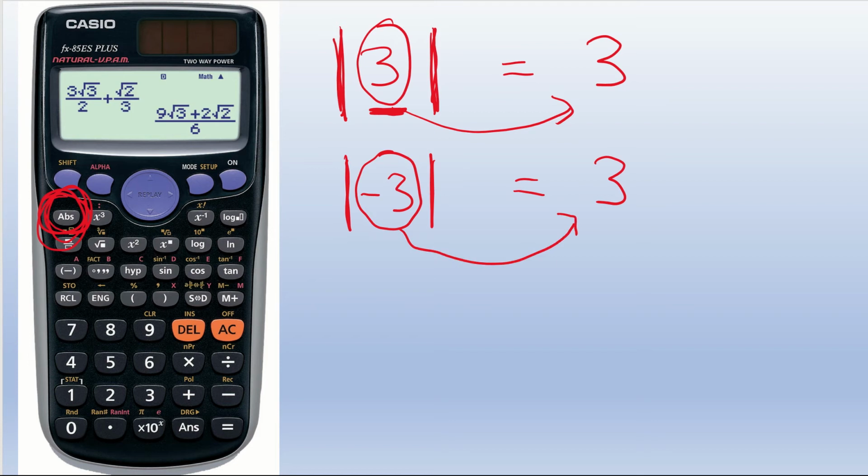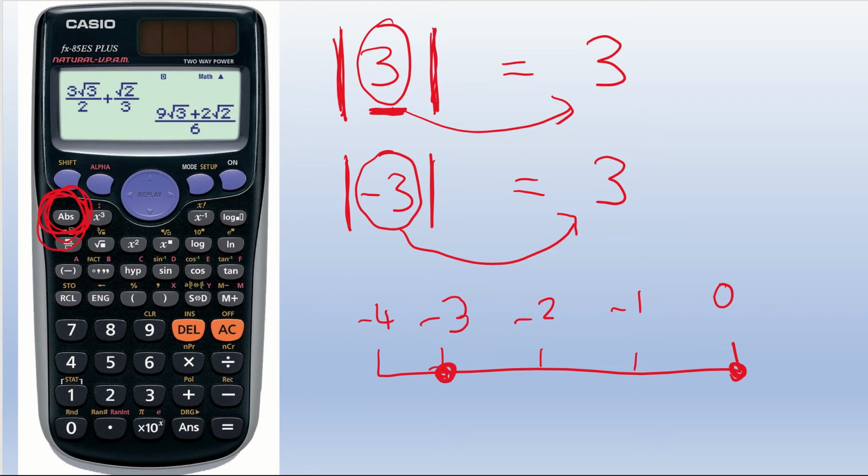And you might ask, well, why do I need that? Why is that important? I suppose the example that I often give is, let's say you had a distance question and you had a number line. I'm just going to quickly sketch a number line here: 0, -1, -2, -3, -4. And you were asked to get the distance from 0 all the way back to -3.